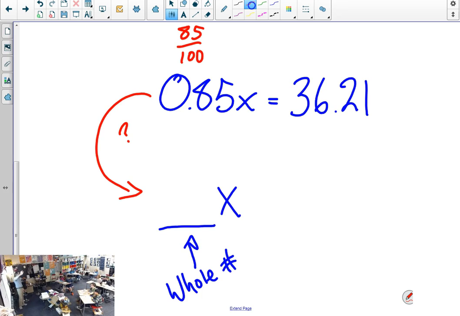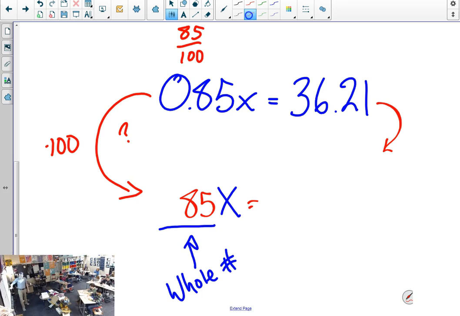Right? No, hang on. Stay with me. Write this down. 0.85x equals 36.21. If we multiply by 100, we have to do it on the other side, right? So we do it on the other side. Now, that's really, really good for us, actually.